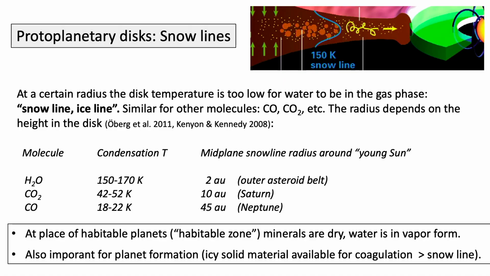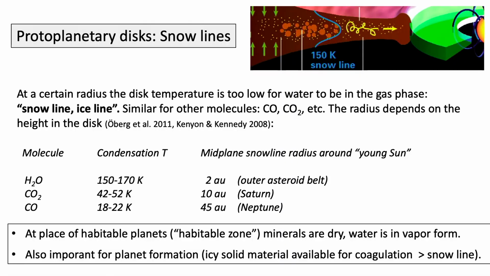It's not a unique number. CO2 is about 50 K, and CO sublimates at a very cold temperature of about 20 K. So the corresponding radii in a typical T-Tauri disk are 2 astronomical units for H2O, about 10 for CO2, and 45 for CO.